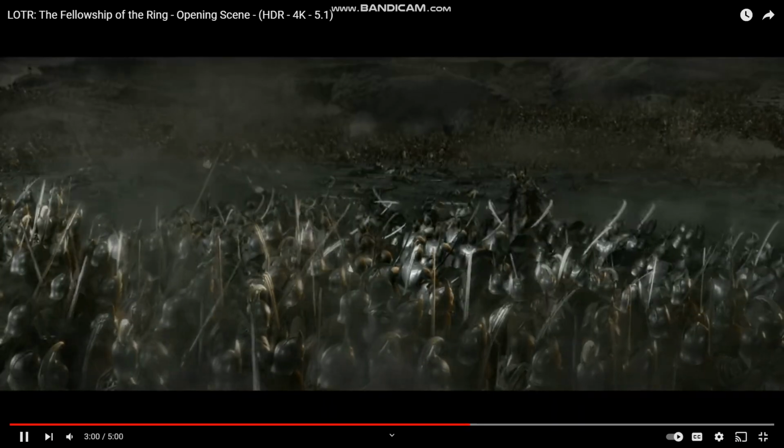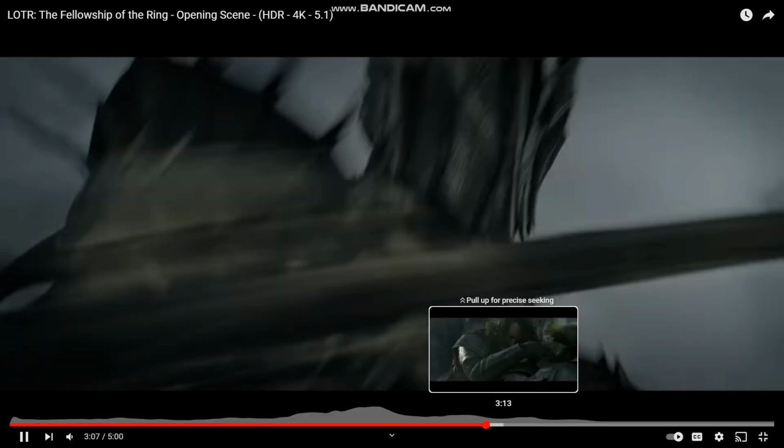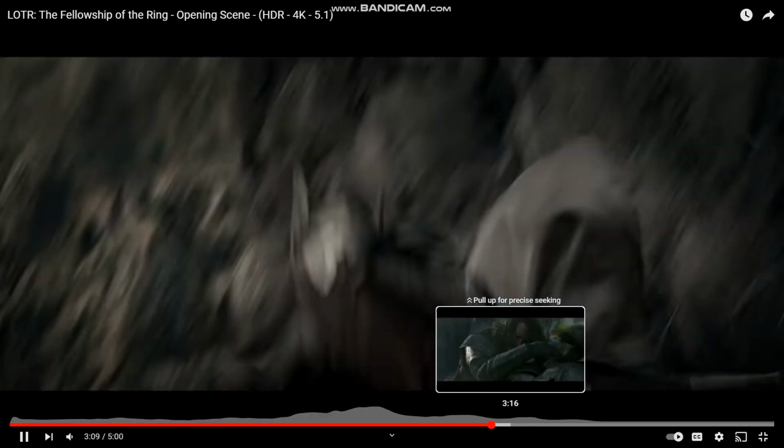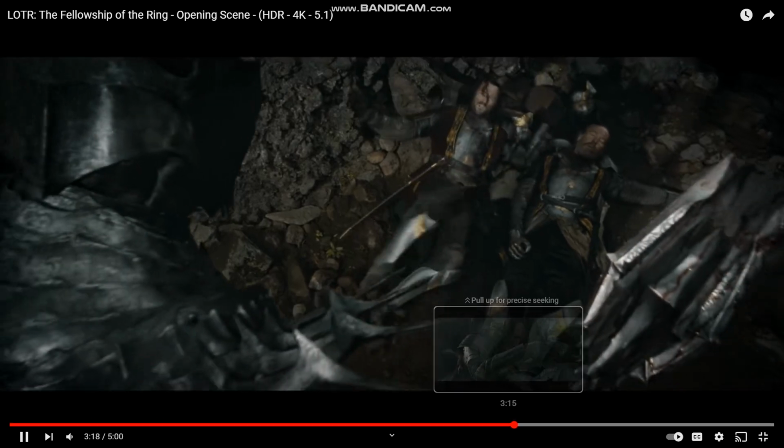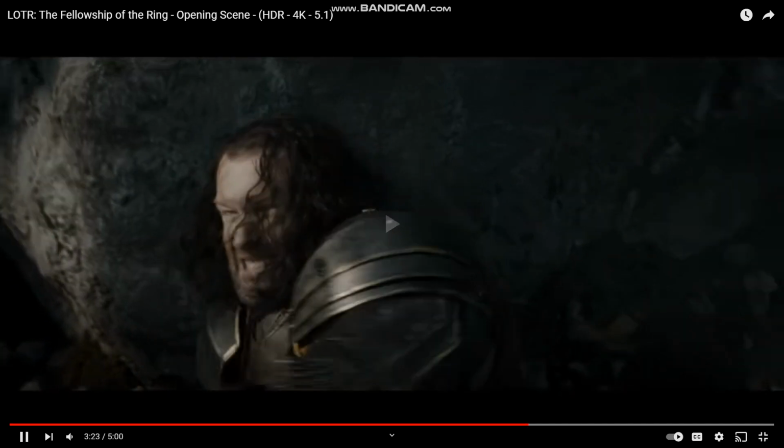And here is more CGI, used for the magic of Sauron to display his dark magic of launching men and elves into the air, and how powerful he is. And Sauron is purely CGI. So every scene you see of him is CGI.